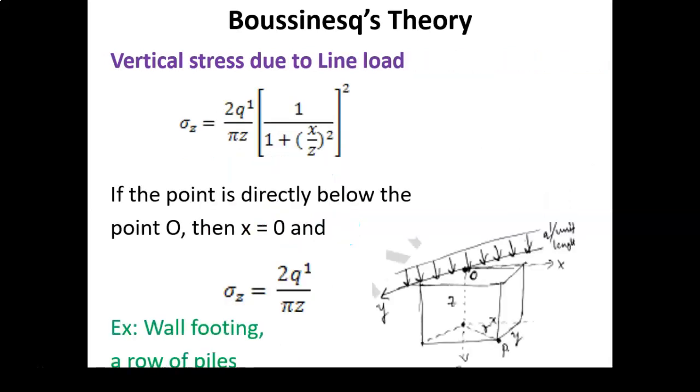Next case is vertical stress due to line load. Consider a line load of intensity q dash per unit length acting along the y-axis. The vertical stress at a point P located at a depth z and a horizontal distance x is given as sigma z equal to 2q dash divided by pi z into 1 by (1 plus (x by z) squared) whole squared. If the point is directly below the center of the line load, then x equal to 0 and sigma z equal to 2q dash by pi z.